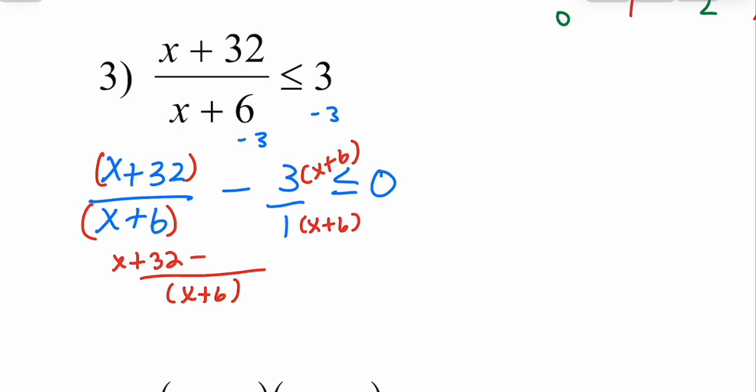Now, that negative 3 times needs distributed. So let's distribute that to save us room since we don't have a ton of room here. That would be negative 3 times x, negative 3x. Negative 3 times 6 is negative 18. And then if we mush all the junk together, we get negative 2x plus 14 all over x plus 6.